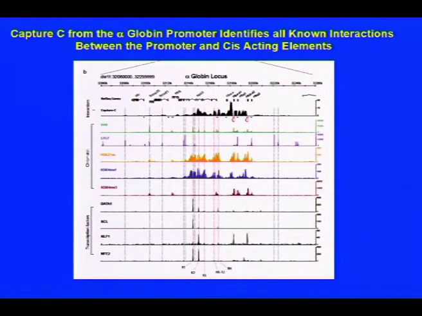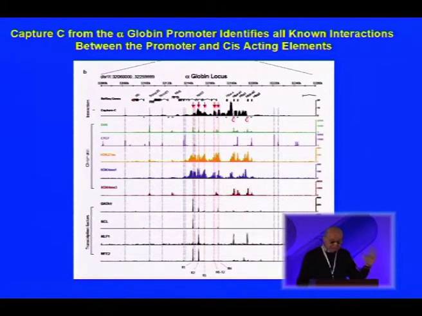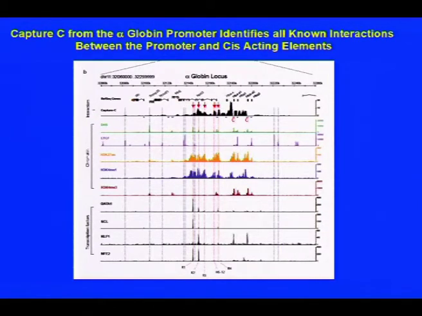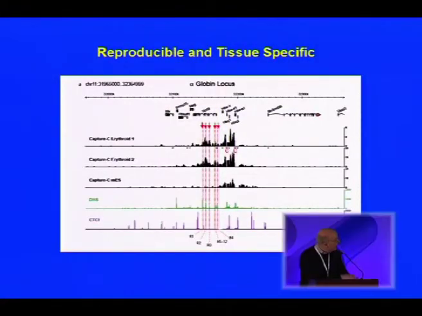You can see that we're capturing now from the alpha globin cluster, from the alpha globin genes, and we're asking which elements interact with the alpha globin genes. What we see, in fact, is all the regulatory elements that I've shown you before are interacting with the promoter. So that's a lovely test using all the data that we know about, and it confirms, using this new technique, that we can identify all the regulatory elements that interact with the alpha globin promoter. And what's nice is that it's highly reproducible. You can see two biological replicates here, and also it's tissue specific. So in ES cells, where this interaction isn't taking place, we don't see any interactions with the upstream elements, but in erythroid cells, we do.